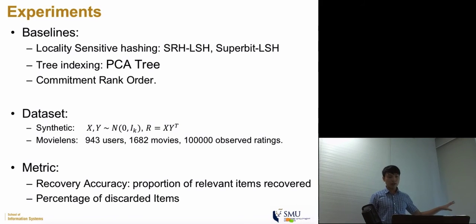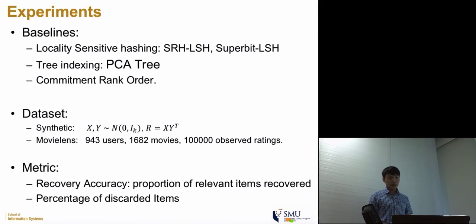And the 2 metrics they consider in this paper, the first one is recovery accuracy, which is the proportion of relevant items recovered. So after this, the framework, the model will discard some irrelevant items, right? And then they do exact computation over the remaining items. So here is to measure the proportion of relevant items which is kept in the remaining items.